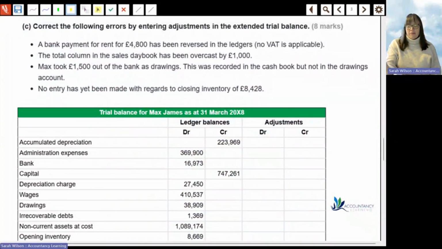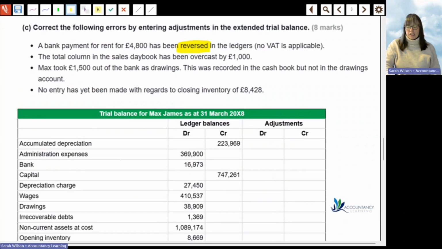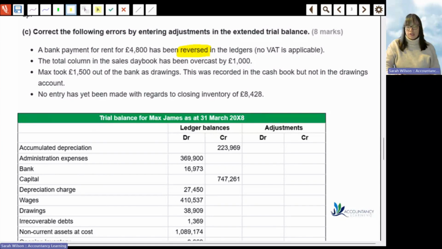So a bank payment for rent for 4,800 has been reversed in the ledgers. So just like we were talking about being posted on the wrong side, this is what this means. It's been reversed. It's been posted on the wrong side.